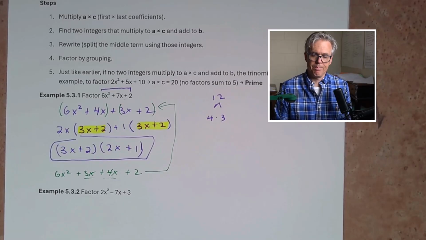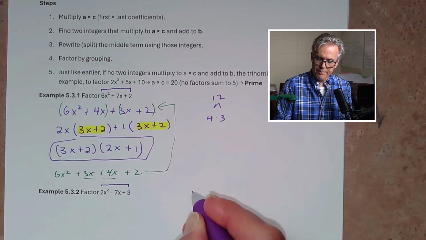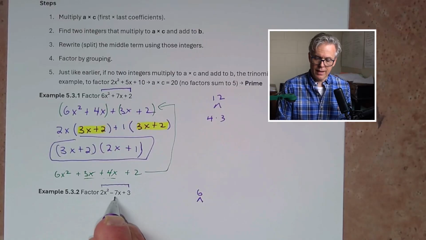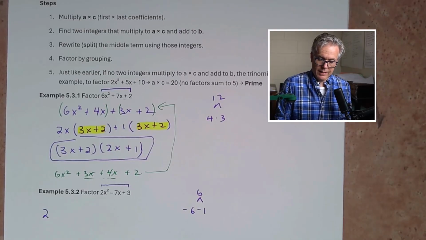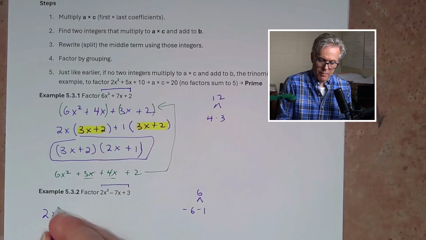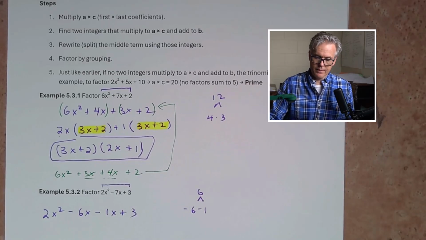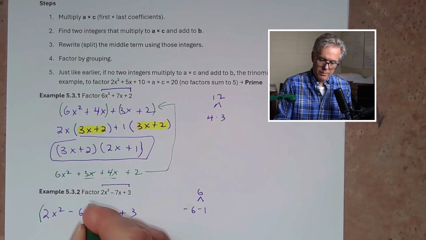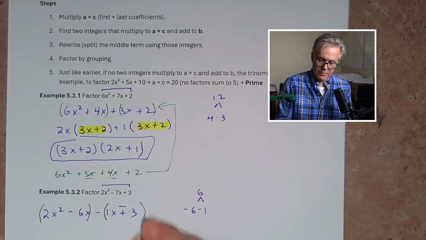Okay, try this one. Again, a times c. 2 times 3 is 6. So factors of 6 that sum to 7. So it's got to be 6 and 1. Both those have to be negative. And so, again, I don't factor like that. I'm just going to go ahead and break it apart. Okay, and then do your grouping. Grouping here. When I slide that parentheses in, I got to compensate by popping that to a negative.